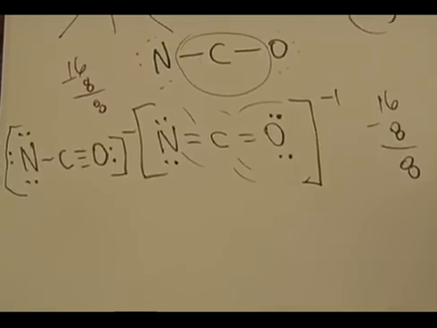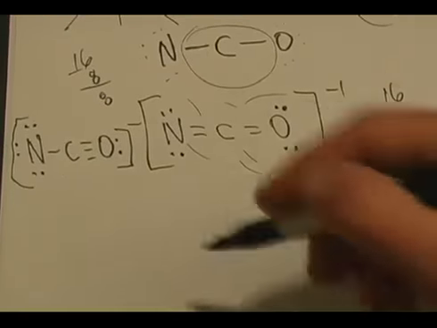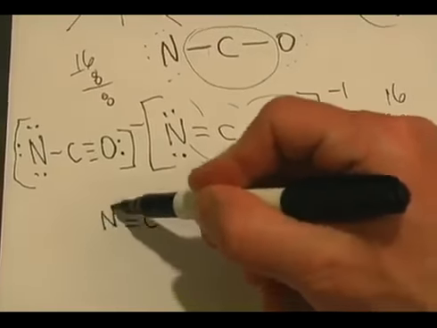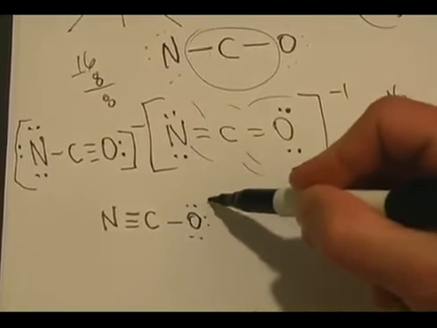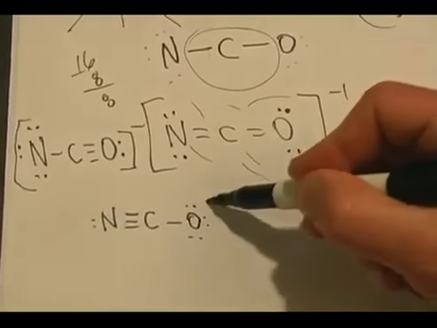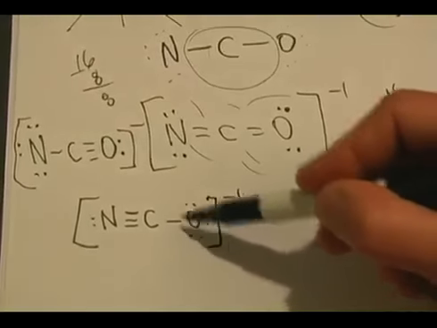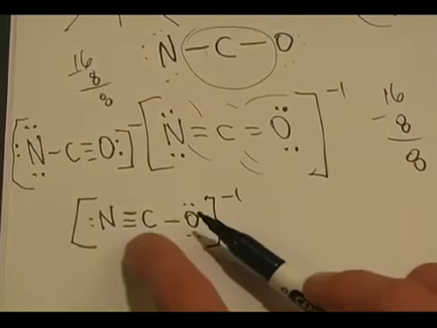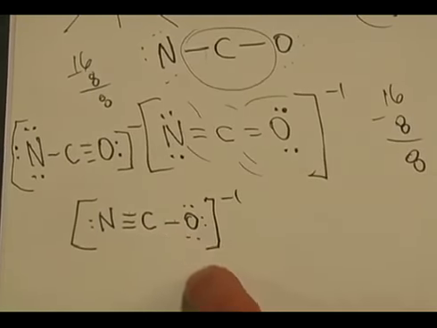Now you're probably jumping ahead and saying, oh, well, but which one's right? Well, let me throw this at you. How about I happen to do it this way? Negative 1 charge. 2, 4, 6, 8, 10, 12, 14, 16. 16 electrons still used. This time the triple bond's over here between the carbon and the nitrogen, and the single bond is between the carbon and the oxygen.